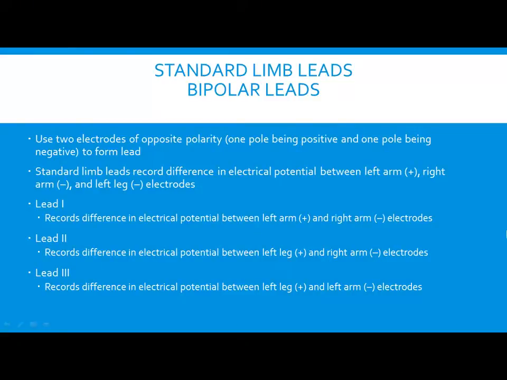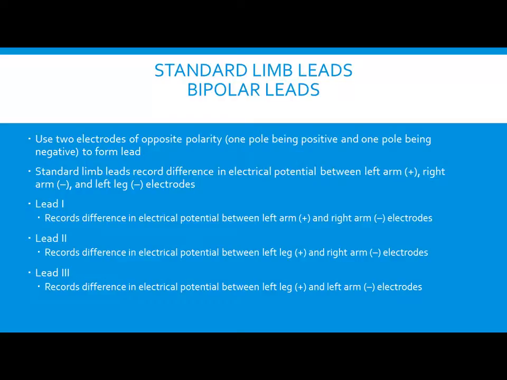All right, so I told you about the standard limb leads. You've got your bipolar leads, lead 1, lead 2, and lead 3. The next ones are the augmented leads, AVR, AVL, and AVF. Then you've got your precordial leads. So we're going to take these lead by lead. We're going to talk about it lead by lead, and we're going to put it on and talk about it. All right?